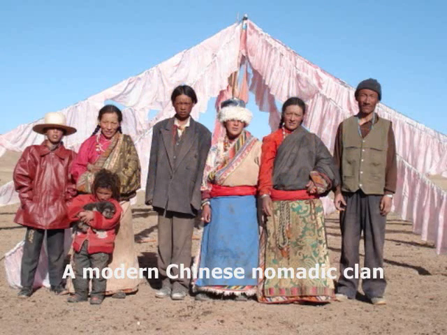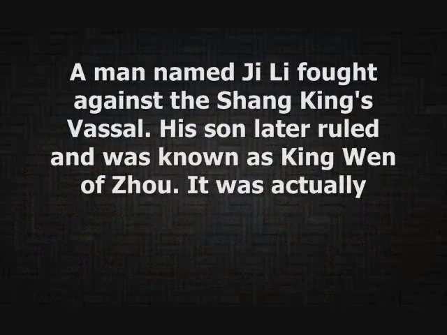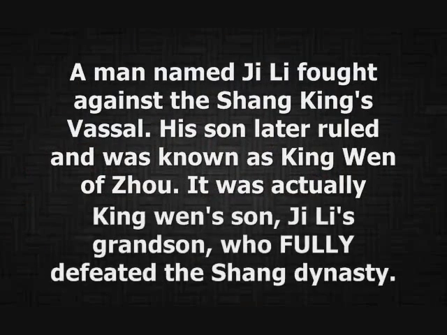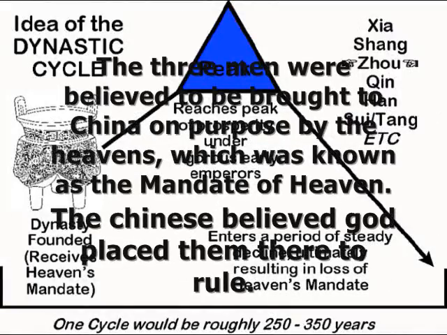A small nomadic clan built a small village, which later became a growing influence for China. A man named Ji Li fought against the Shang king's vassal. His son later ruled and was known as King Wen of Zhou. It was actually King Wen's son, Ji Li's grandson, who fully defeated the Shang dynasty. The three men were believed to be brought to China on purpose by the heavens, which was known as the Mandate of Heaven. The Chinese believed God placed them there to rule.